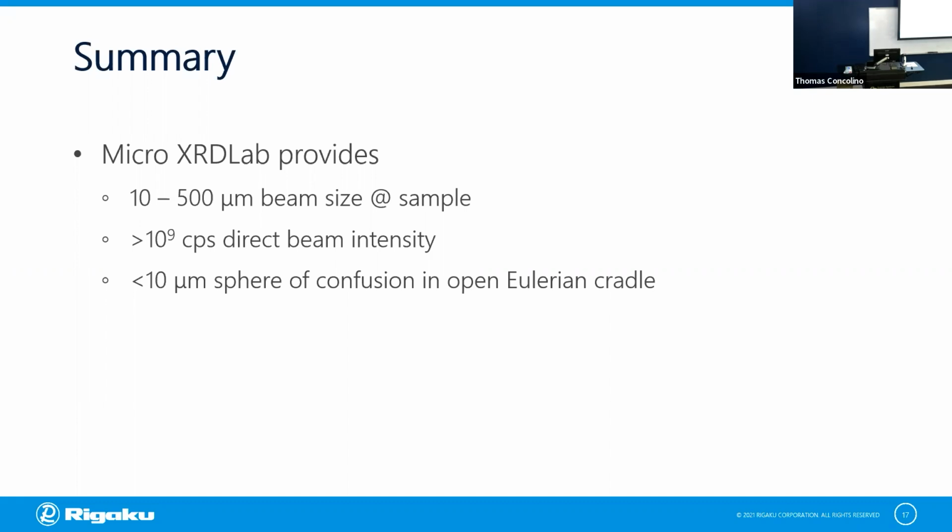But if you need flux, like in this example where I have different diffraction, stress and texture measurements, we need flux rather than brilliance. So in this example, this solution may provide a better solution. Thank you. Thank you.